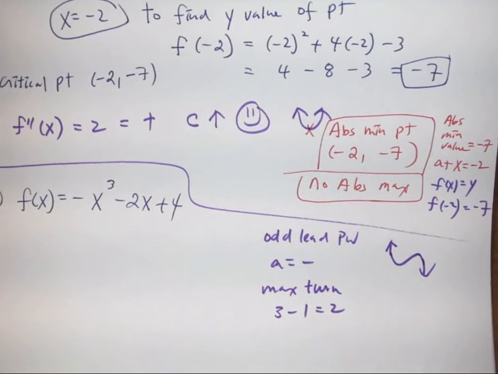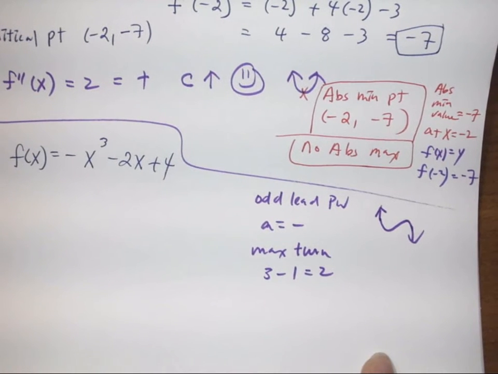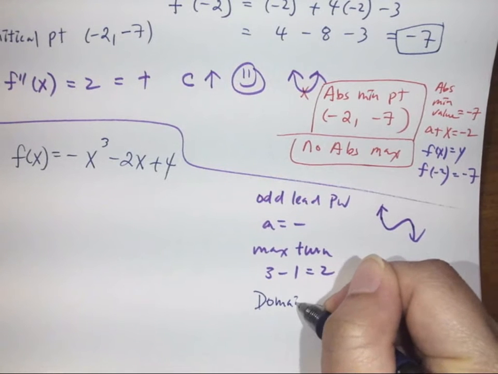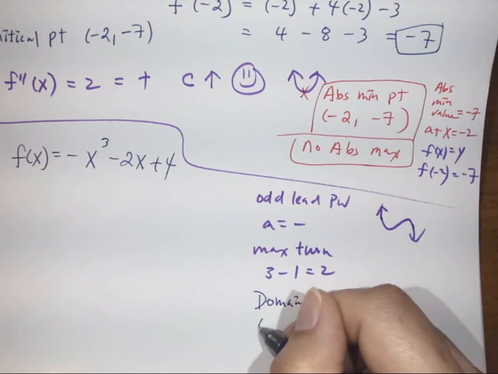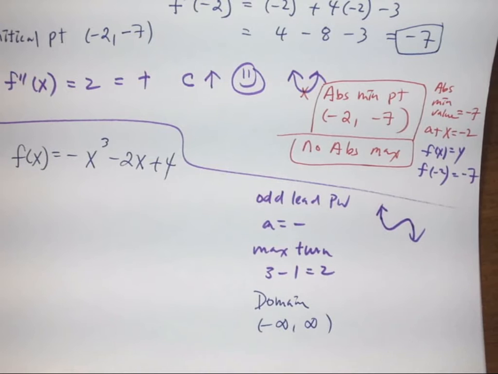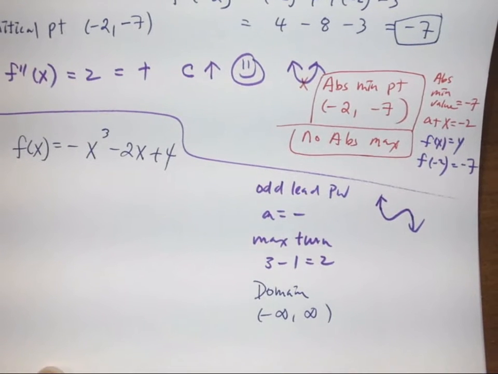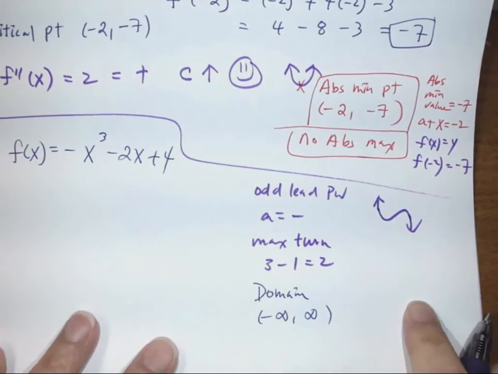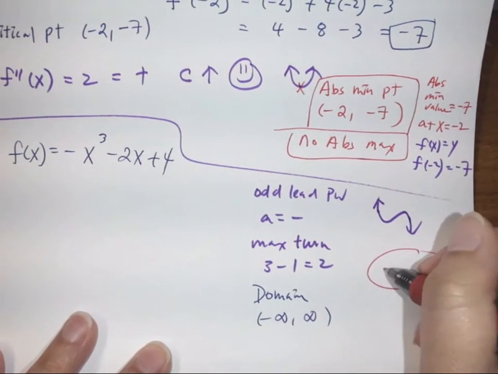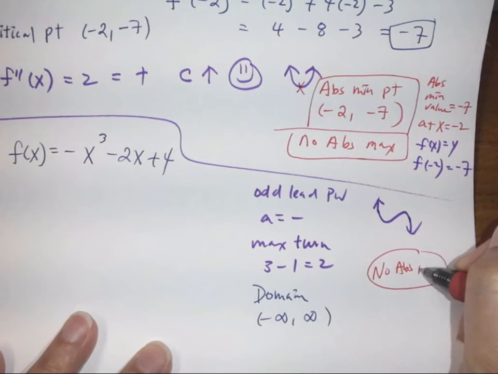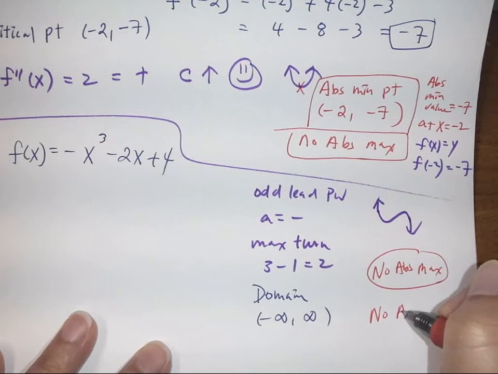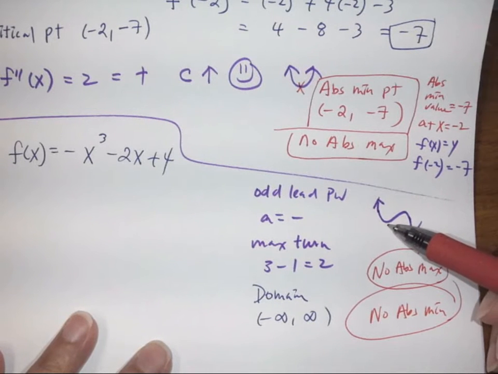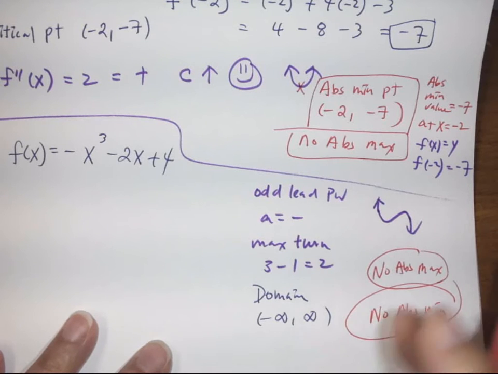Just looking at this, hopefully you understand that the domain goes on forever on both sides, negative infinity to positive infinity, and they want to know the absolute max and absolute minimum. Because I don't have a lowest point and a highest point, the answer should be no absolute max and no absolute minimum. You have relative or local minimum and relative or local maximum only.